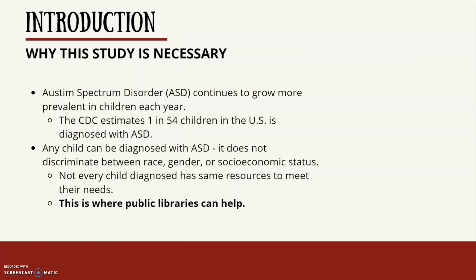Autism spectrum disorder continues to grow more prevalent in children each year. Autism, described by the CDC as a neurobiological disorder, can affect both communication and behavior. The CDC estimates 1 in 54 children in the U.S. is diagnosed with ASD. While ASD does not discriminate between race, gender, or socioeconomic status, not every child has the same resources to meet their needs.